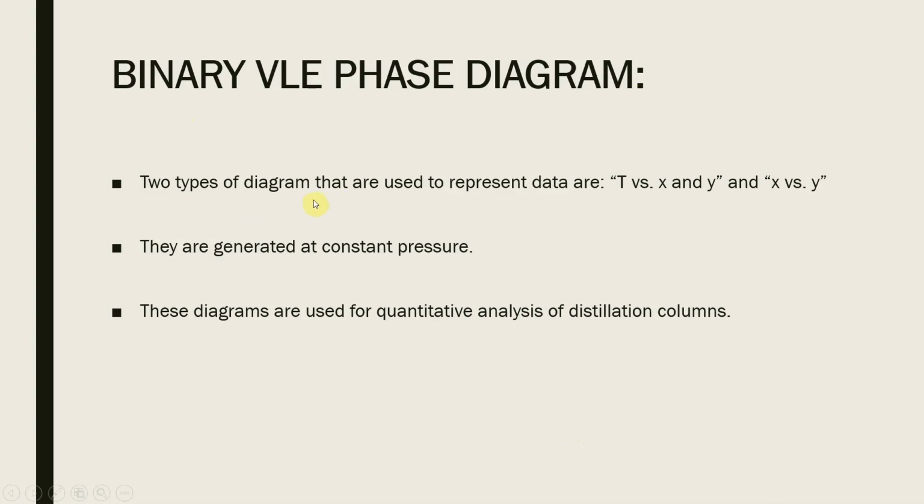There are two types of diagram that are used to represent the data: temperature versus mole fraction in liquid phase and mole fraction in vapor phase, and the other one is mole fraction in vapor phase versus mole fraction in liquid phase. They are generated at constant pressure because the pressure in a distillation column is relatively constant, except in vacuum distillation, where top and bottom pressure are different in terms of absolute pressure level. So, for this, a TXY and XY diagram are convenient for analysis.